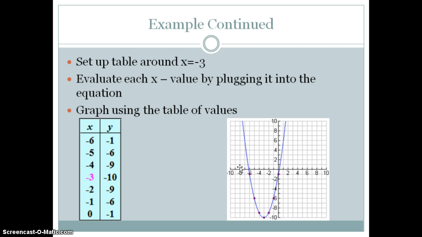Where it crosses the x-axis are our x-intercepts. Where it crosses the y-axis is our y-intercept. Notice with this that the y-intercept is pretty clear, 0, negative 1, but those x-intercepts, kind of hard to tell exactly what those are. It looks like about 0.2, maybe negative 6.1.